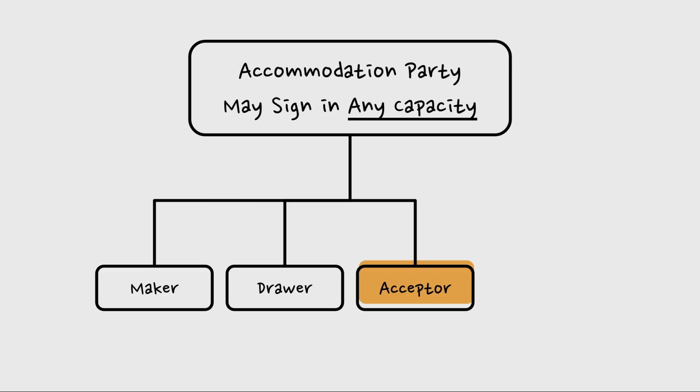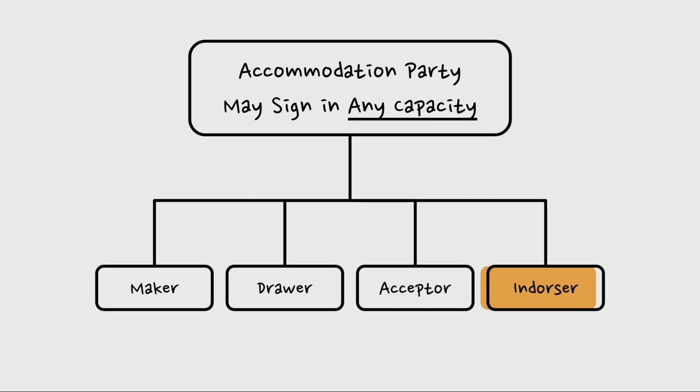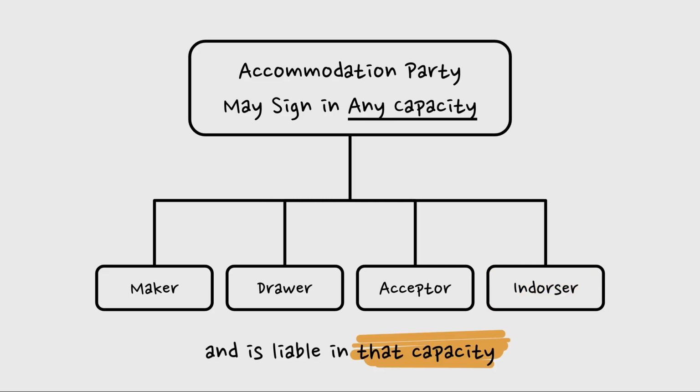We talked about what an acceptor is in the previous lesson, being that sometimes a bank, the drawee bank, will take the check and accept it, sign it as an acceptor. If the party is signing in that capacity, then that's what they would be. The accommodation party could also be an endorser, signing as an endorser. And the thing to know is whatever capacity the accommodation party is signing the instrument in, then that's the capacity in which they are liable.